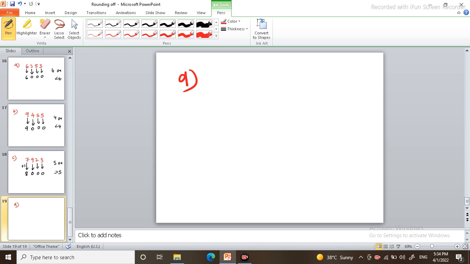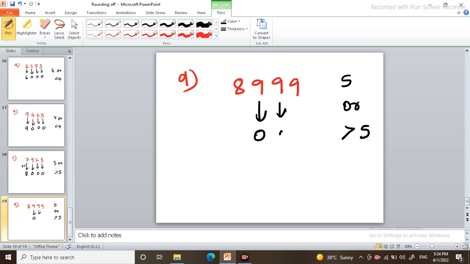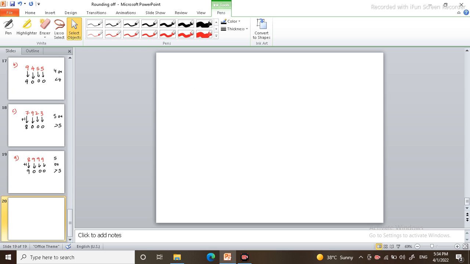We'll see the next example, 8999. See, here the hundreds place is 5 or more than 5, okay? So it is more than 5, so place zeros in the hundreds, tens and ones places. Here you just add 1, so it will be 9000, right? We'll consider one more example.